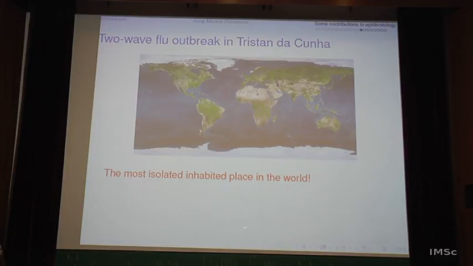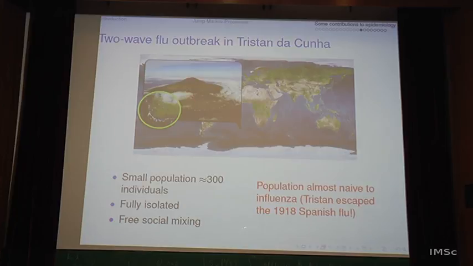Tristan da Cunha is the most isolated inhabited place in the world. You've probably never heard about it, but it's located here. It's a volcanic island which has only one village, where around 300 individuals have been living for a long time. It's fully isolated, and there is not much contact with the outside. And what we call free social mixing means that people share most of the places in this village, the canteen, the church. So there is no particular social structure in the population.